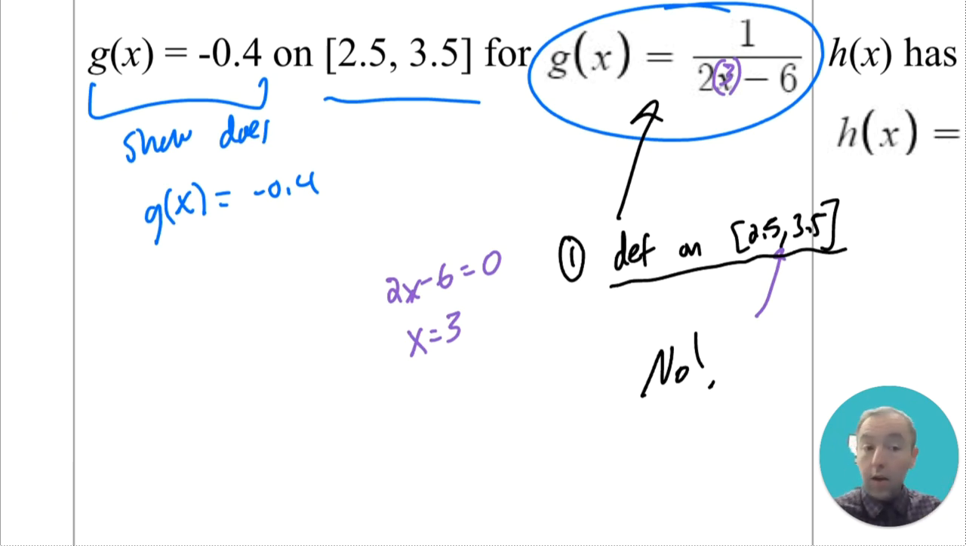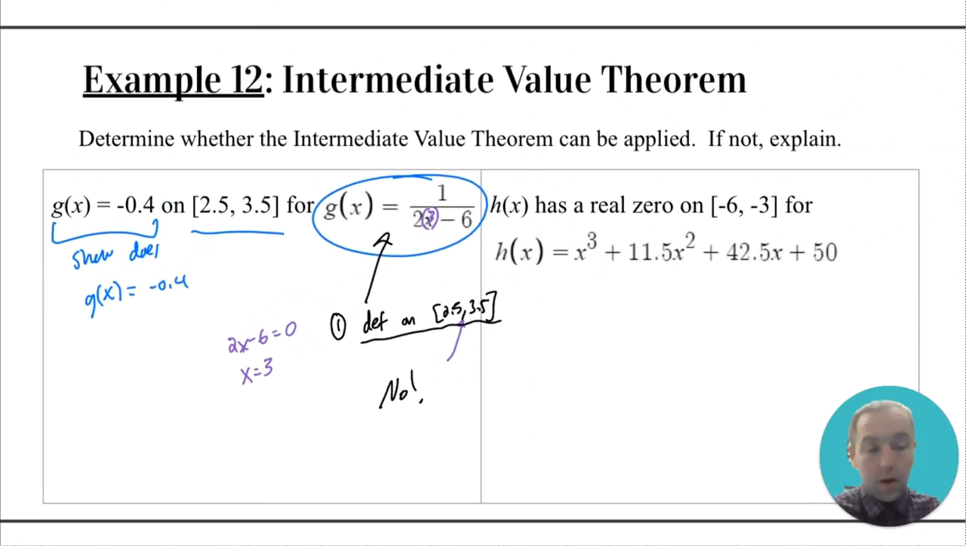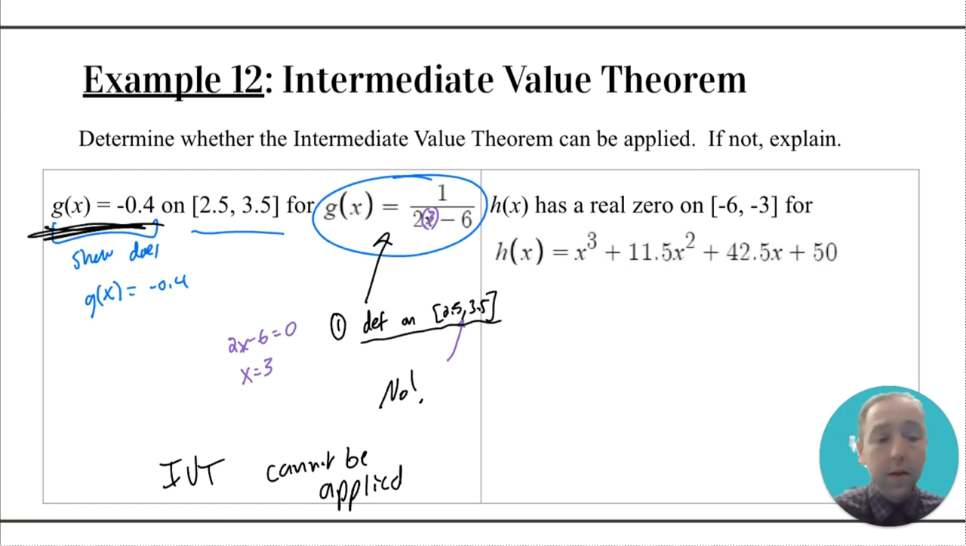So right there, we can just stop because we need to make sure that the function is defined and continuous entirely on the interval for us to be able to use the IVT. So the IVT cannot be applied right here to guarantee that we get a y value of negative 0.4 somewhere on the interval, okay?